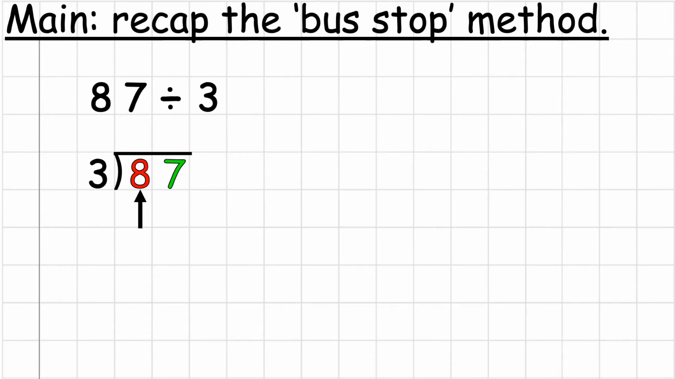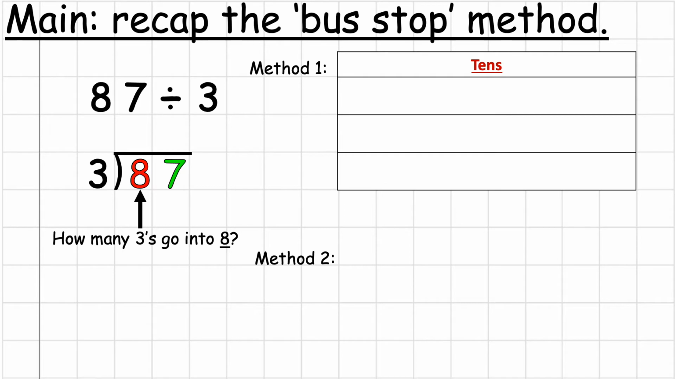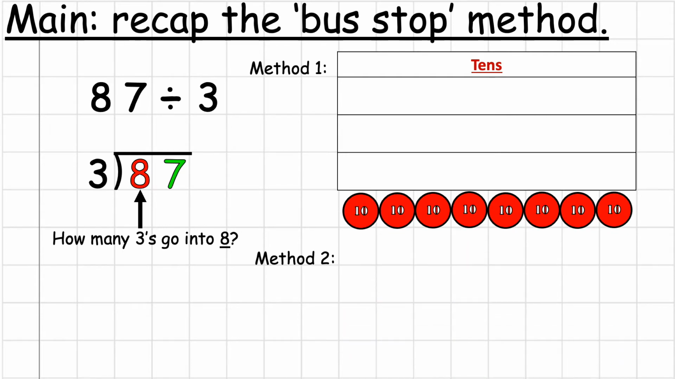In this case, it's our tens column, which is our 8, and we're going to ask how many 3's go into 8. There are 2 methods now to solve this. Our first method is by using our grids. So we're going to need 3 columns because we're dividing by 3. And then we're going to get our 8 tens. We're going to divide that by 3.